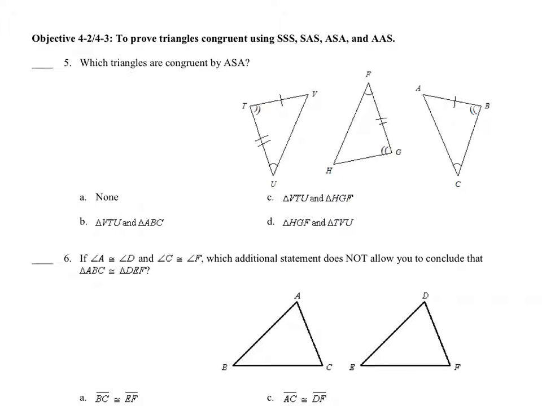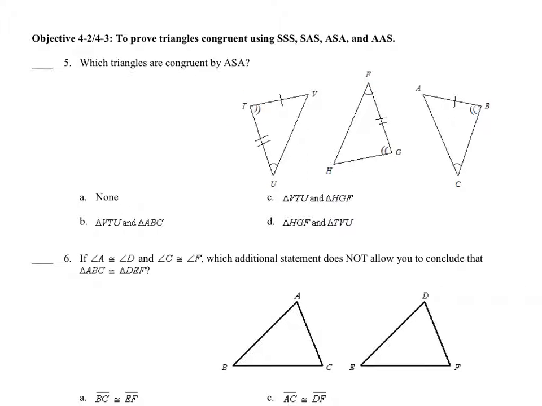Which triangles are congruent by angle, side, angle? The first thing I'm going to look at is which one has an angle and then a side and an angle. So here's an angle, side, angle. This one's angle, side, angle. Here's my angle, but I do not have that side, and in order to do angle, side, angle, I would need that side. So these are my two statements here.